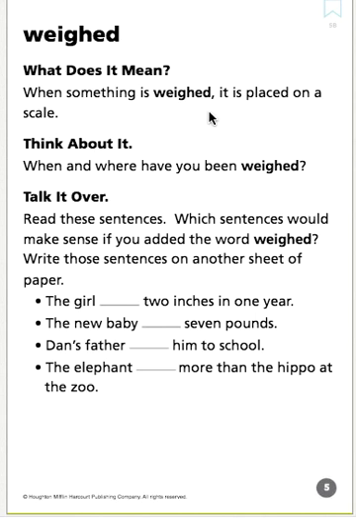Think about it. When and where have you been weighed? So there have probably been a couple times in your life that you have been weighed. Where has it been? Think about it. Say it out loud, whisper it to yourself, tell someone near you, maybe write it down. When and where have you been weighed?